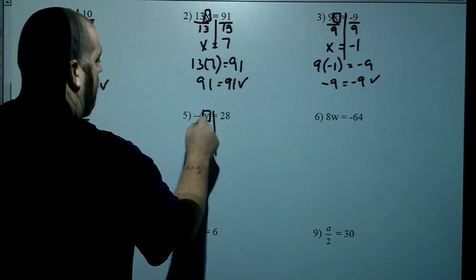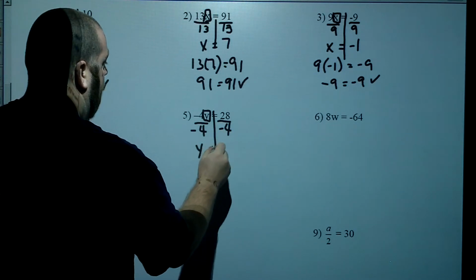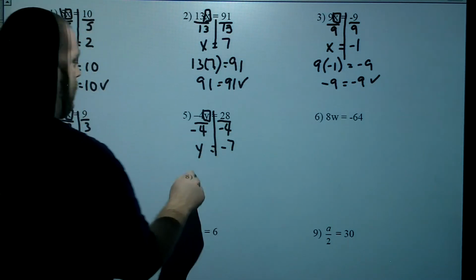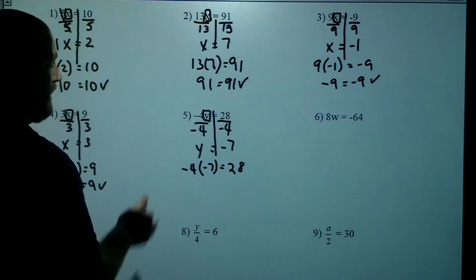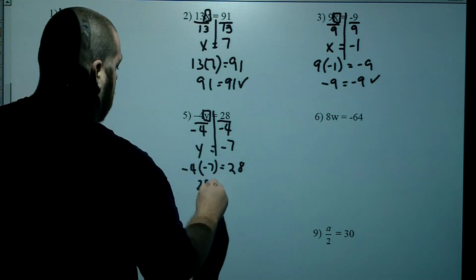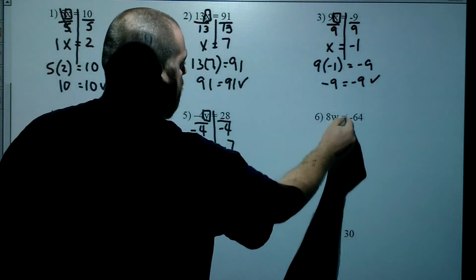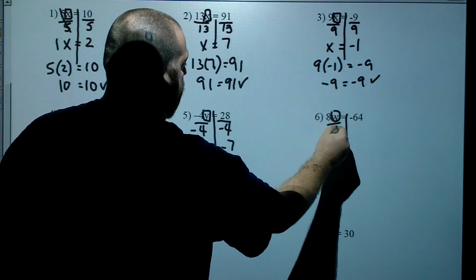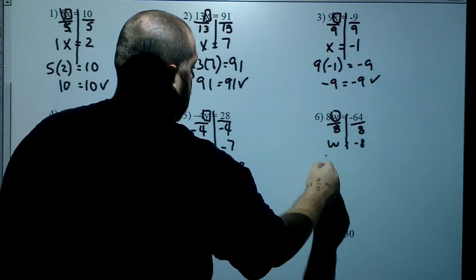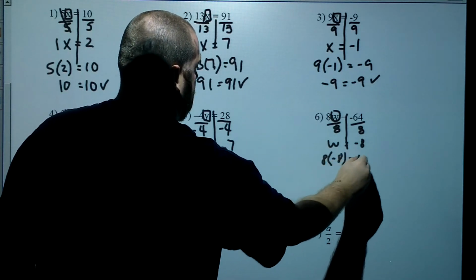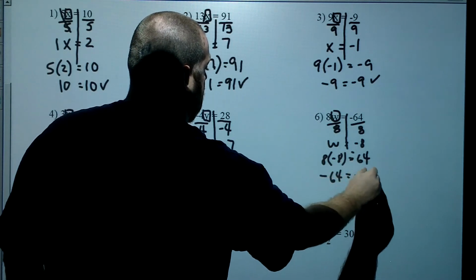Number 5, I divide by what's in front. This time I have a negative 4, so that's what I divide by. I want to get rid of the whole thing. That gives me y by itself, which is negative 7. Negative 4 times negative 7. If we remember our rules, when we're multiplying or dividing and the signs are the same, the answer is positive. So 28 equals 28 is true. Number 6, line down, box the variable, divide by what's in front, which is an 8. w equals negative 8. So 8 times negative 8 equals negative 64, sorry. So negative 64 equals negative 64, and that is true.